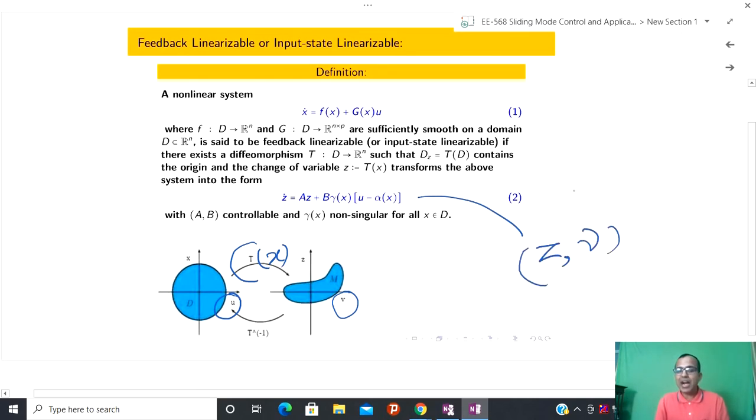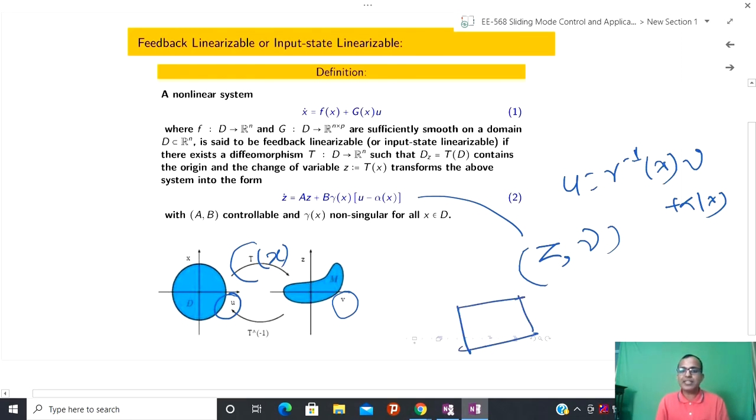So I am telling that after applying u equal to gamma inverse x and after that nu plus alpha x, it is possible to show that system 2 has this number of independent variables. You put v such that I can create z.